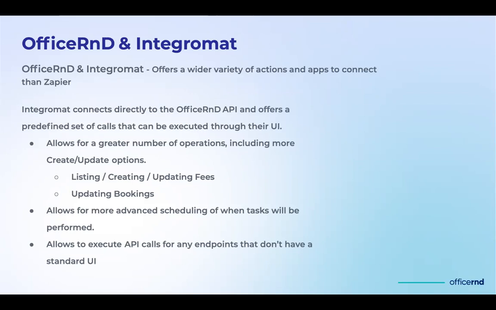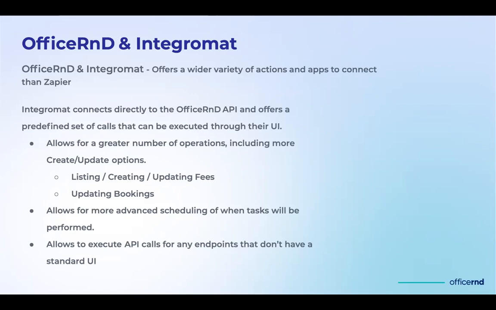So again, some of the operations that are available within Integromat through the API, which wouldn't be readily available, let's say, within a tool like Zapier, would be, again, a larger variety of create and update operations. So we'll be able to create fees, we'll be able to update those fees, we'll be able to create and update bookings as well. So something that's a major difference between Zapier and Integromat is that update operations aren't really possible within Zapier at the moment.